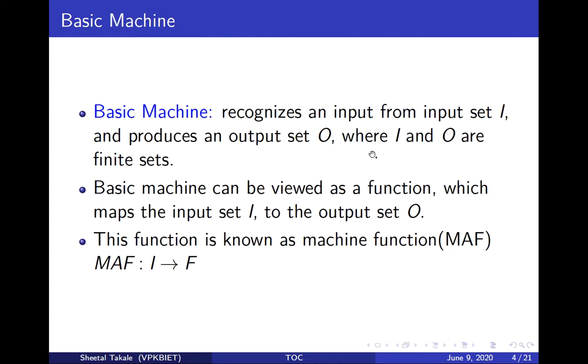Then the next, which is basic machine. Basic machine recognizes input from the input set and produces output from the output set. So a basic machine can be viewed as a function which maps the input set to the output set, and that function is called MAF. MAF is mapping input to output.